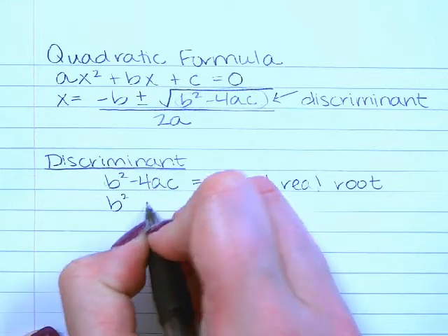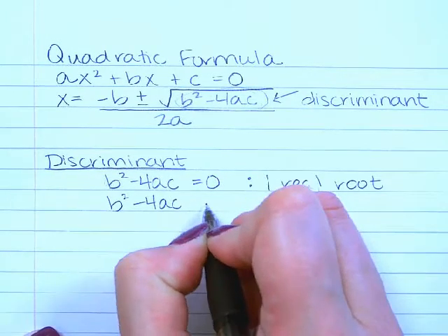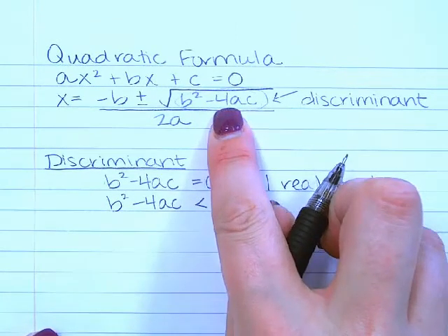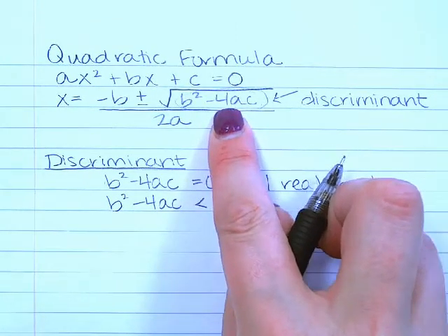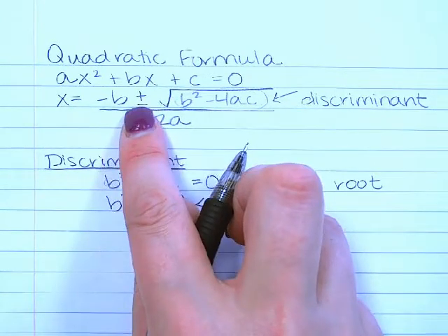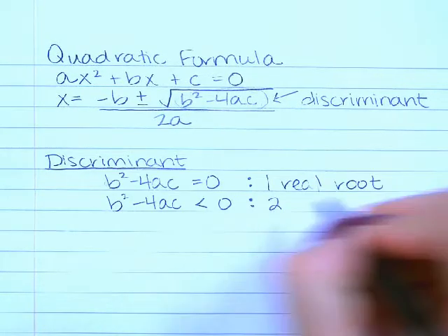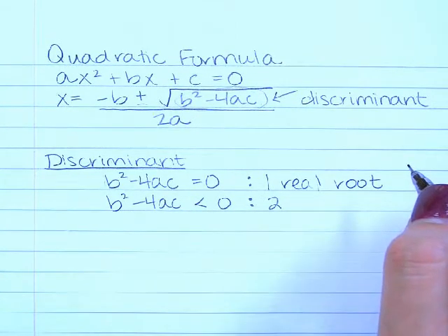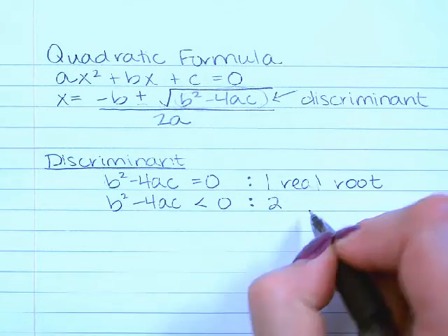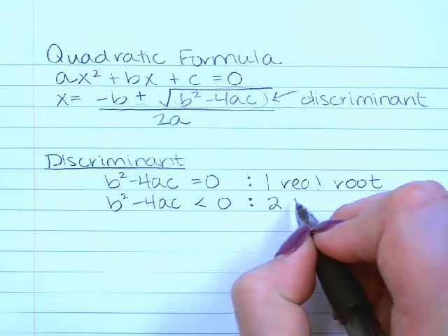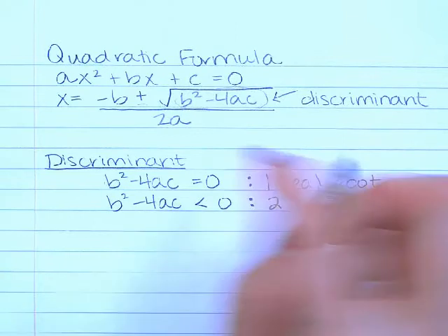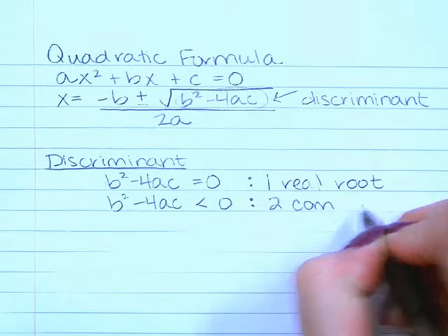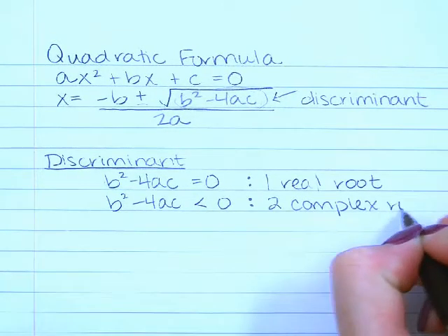If b squared minus 4ac is less than 0, that means if you get a negative underneath your square root sign, then you're still going to have the plus version and the minus version. You're still going to have 2. But you're going to be taking the square root of a negative number. And when we take the square root of a negative number, we get imaginary numbers. So we don't call them imaginary because they have one piece that's real and then one piece that's imaginary. We call that complex. So that'll be 2 complex roots.